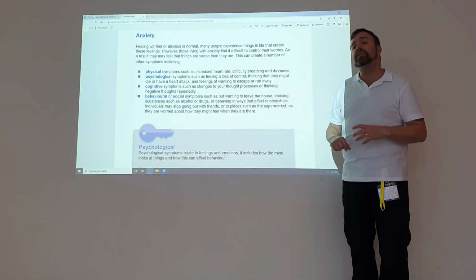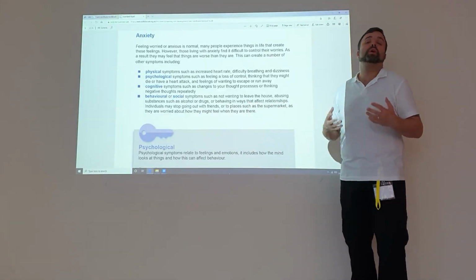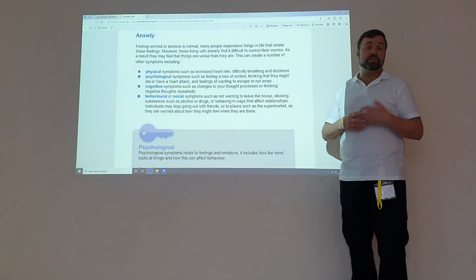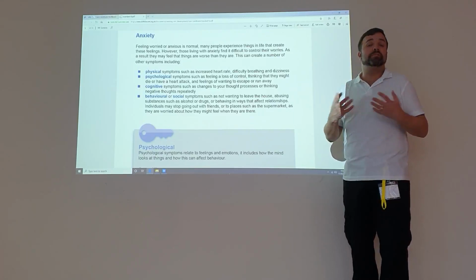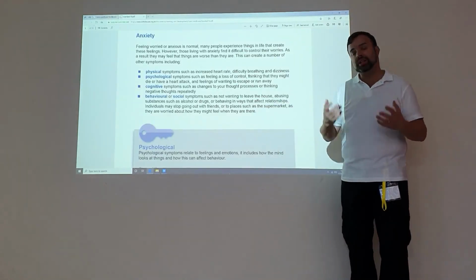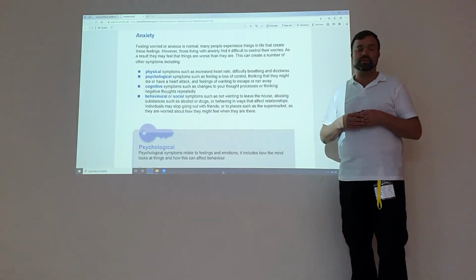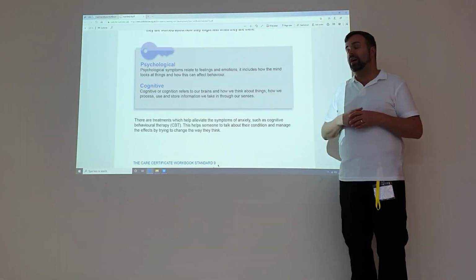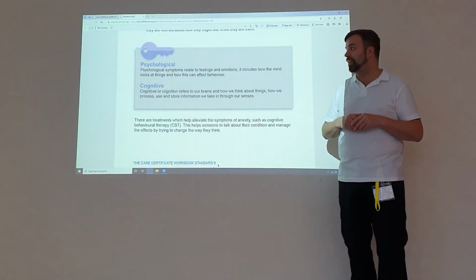You may find behaviourally that they change. They stop going out, they stop doing things, they might self-isolate, they may start using drugs or alcohol or self-medicating to help improve their condition. So again, we can look at things in which we can do to help alleviate those symptoms. So anxiety, again, we can use other methods to help people with anxiety.